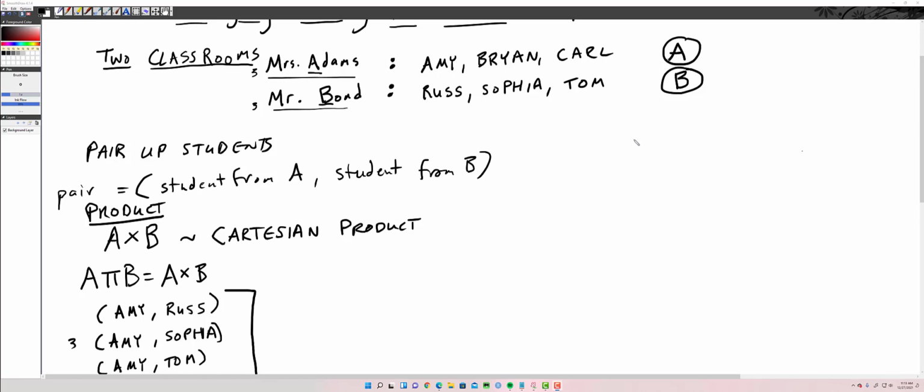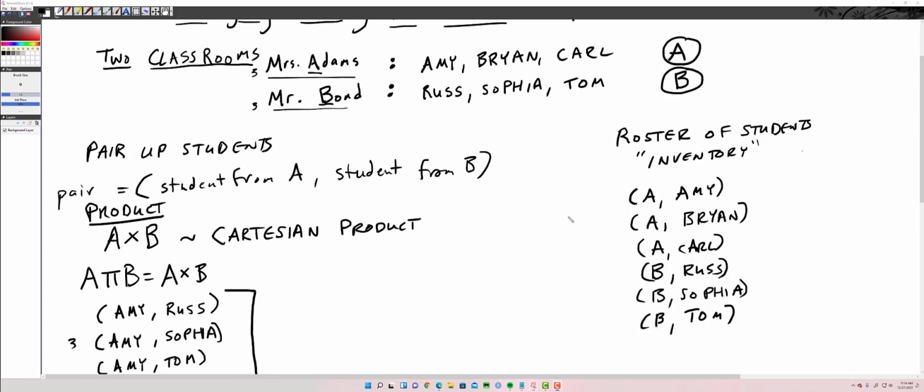Now, as a responsible principal, which you obviously are, you're also going to want a roster of the students, or an inventory. And you're not going to just group them all together as one group of students, even though they are. What you want is to also keep the information of whose class they're in. So we can do exactly that. I'm going to draw this roster up. Okay, so here's your roster.